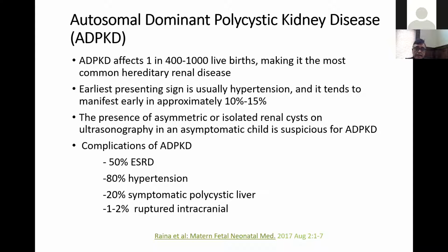And again, the complications are ESRD, hypertension in 80%, symptomatic polycystic liver disease in 20%, and ruptured intracranial aneurysm in 1 to 2%. The early presentation sign is usually hypertension, and it tends to manifest early in 10 to 15%.